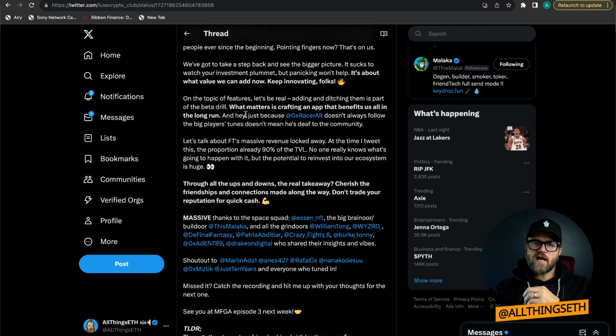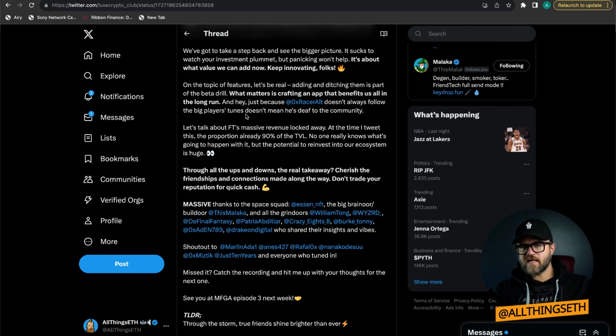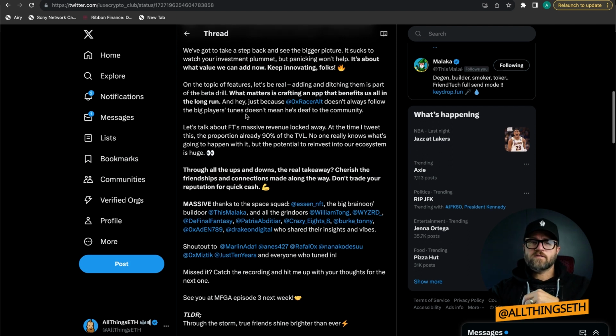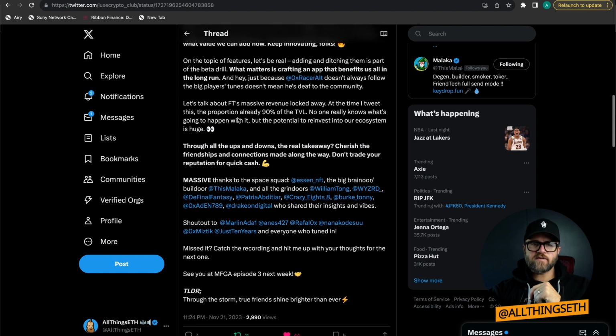So we're talking about specifically the capitulation. A lot of people are upset about their PVs being down. A lot of people bought multiples of other keys, and when you buy multiples, it's like having leverage. So when that key drops, you're dropping not only the key value, but double the key value, right? So we've got to take a step back and see the bigger picture. It sucks to watch your investment plummet, but panicking won't help. It's about what value we can add now. So we have to grind more, guys, right?